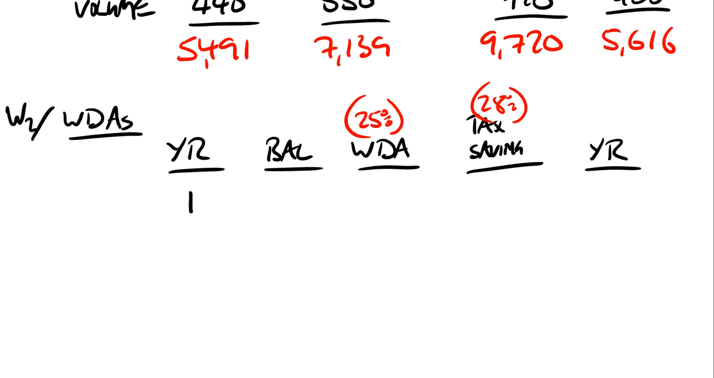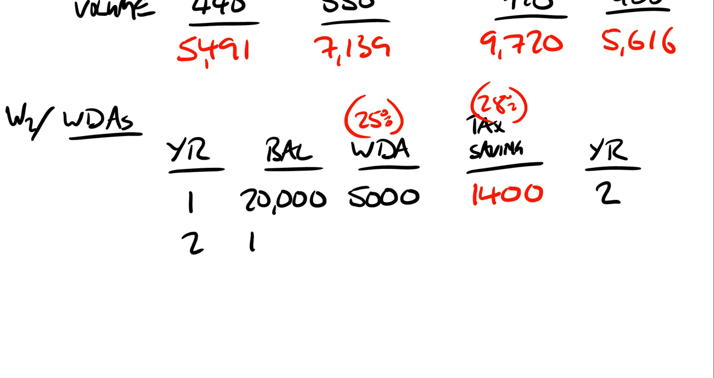So year 1, balance 20 million. Written down allowance, 25% of that is going to be 5,000. Which at 28% tax is going to be 1,400. So that's the figure that's going to go into the NPV, the red one, and it's going to go in year 2 because it's paid 1 year in arrears, and this is the benefit, 1 year in arrears.